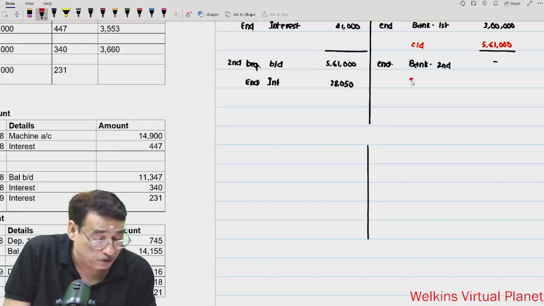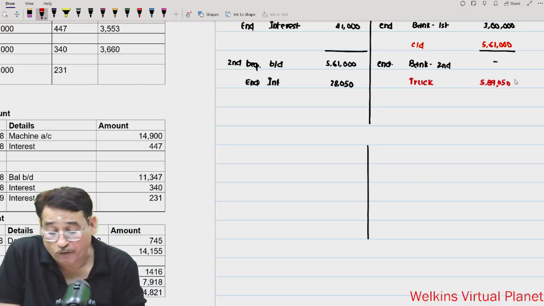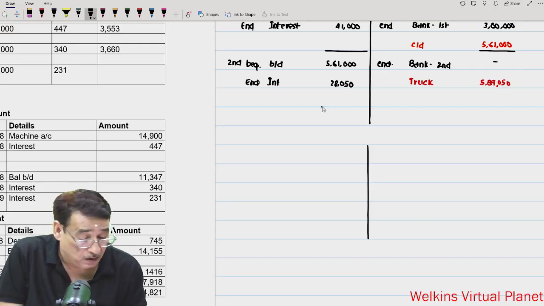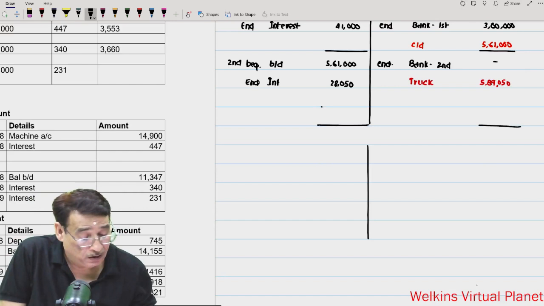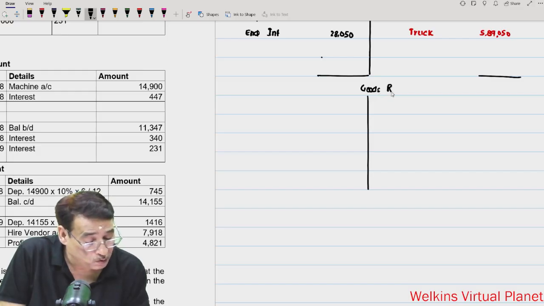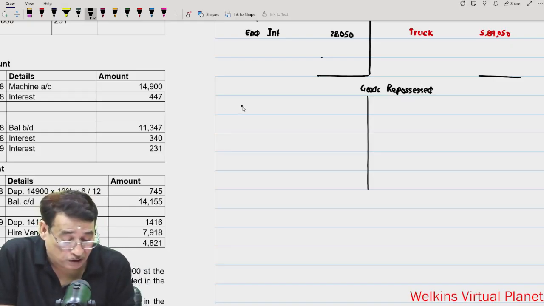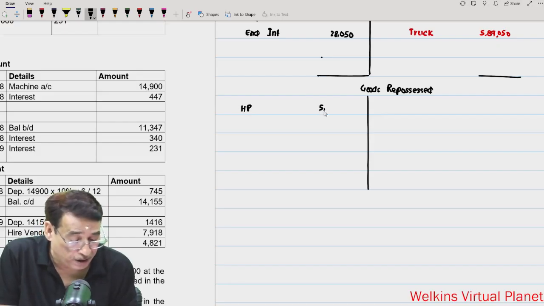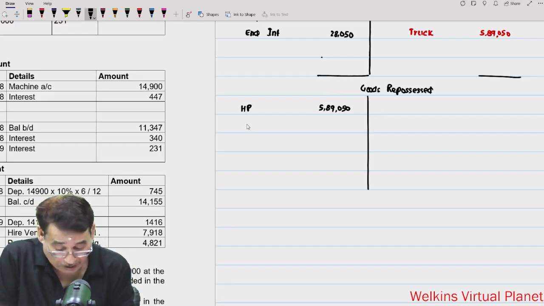Correct? We shall write here by truck. And the amount which we computed was 589,050. At this value, we will take back the asset. So as far as this account is concerned, it's over now. Now we are going to write goods repossessed account. In the goods repossessed account, we shall write here to hire purchaser 589,050.